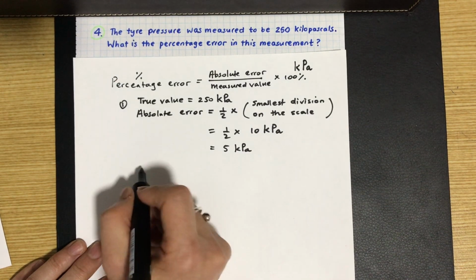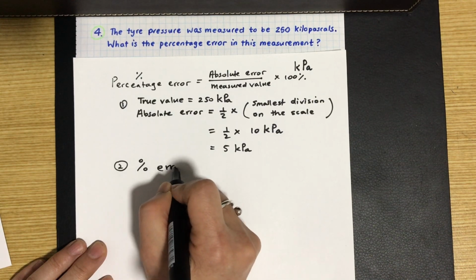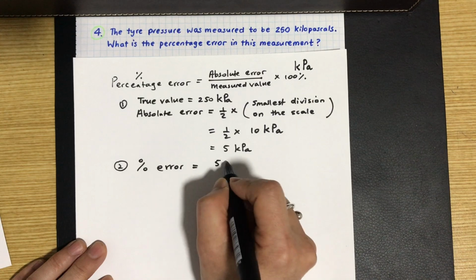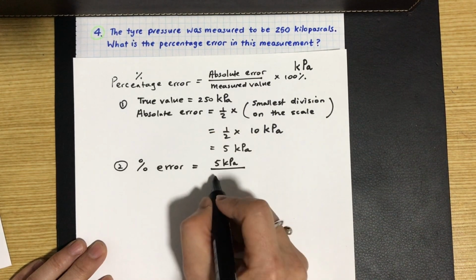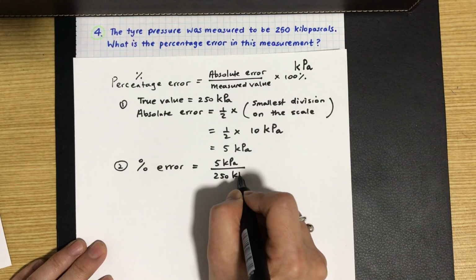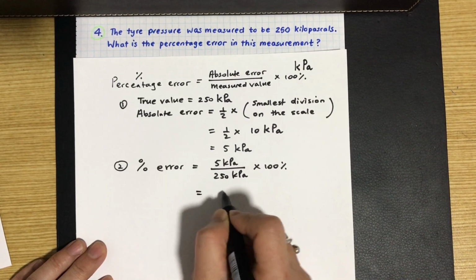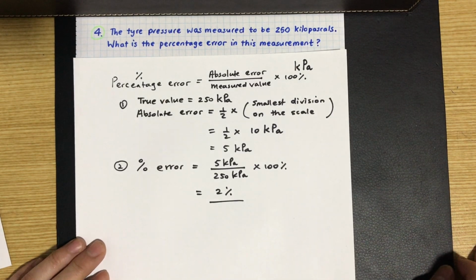Okay, and then I need to know the percentage of the error. So I'm going to put that into the formula right now. So 5 kilopascal over the true value, 250 kilopascals times 100%, and you will get 2%. So that's the error, percentage error, 2%.